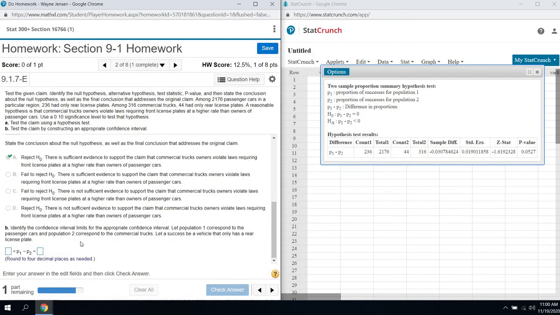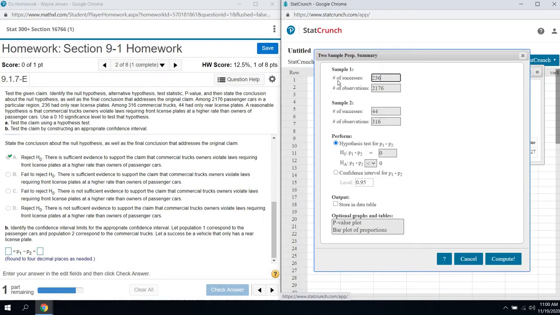Now it wants us to get the confidence intervals. Population 1 corresponds to passenger cars, and population 2 corresponds to commercial trucks, which is exactly what we had. So let me show you what you can do. If you click on options, one thing you can do is edit. So let's go to edit, and remember what we want now is not a hypothesis test, but a confidence interval. So we have all that information saved.